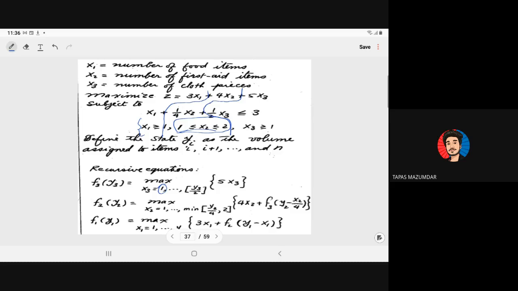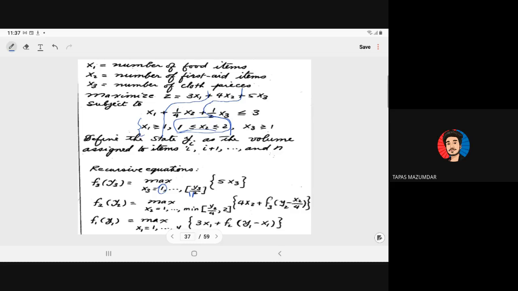When the unit weight is half, it is a mistake. It will be y3 upon 1 by 2, y3 upon 1 by 2, because unit weight is given to you as a half, right? Then after, F2 will be what?